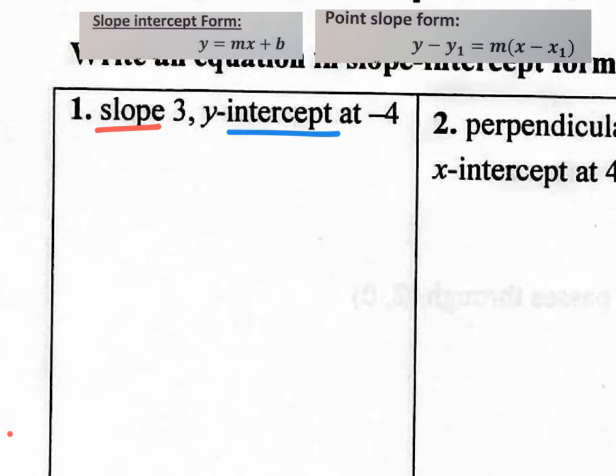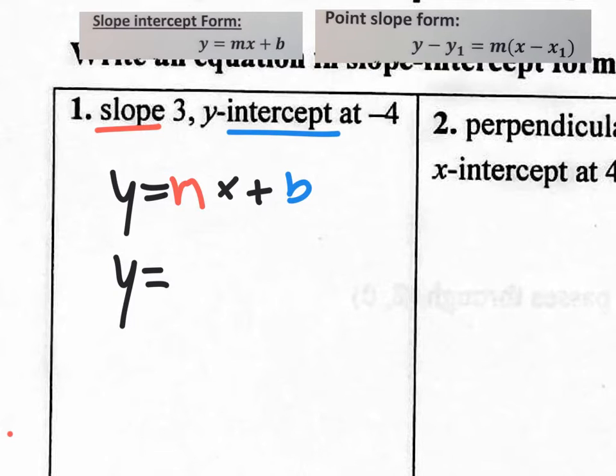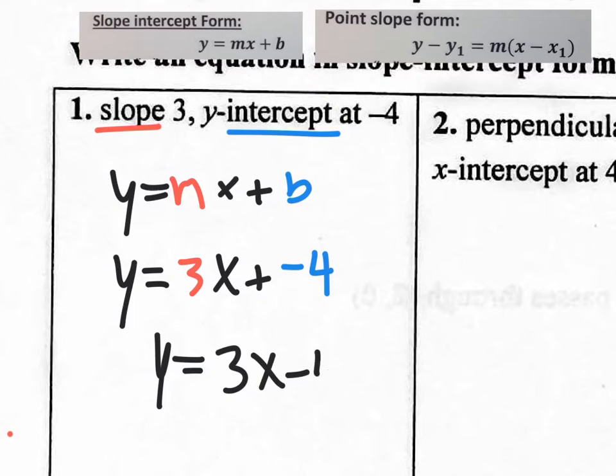So let's write slope-intercept form. y equals mx plus b. I'm changing colors so you guys could see. So the slope is 3, so it's going to be y equals 3x plus b. The b is the y-intercept, which is -4. So you could put y equals 3x plus -4, or you could just write y equals 3x minus 4.